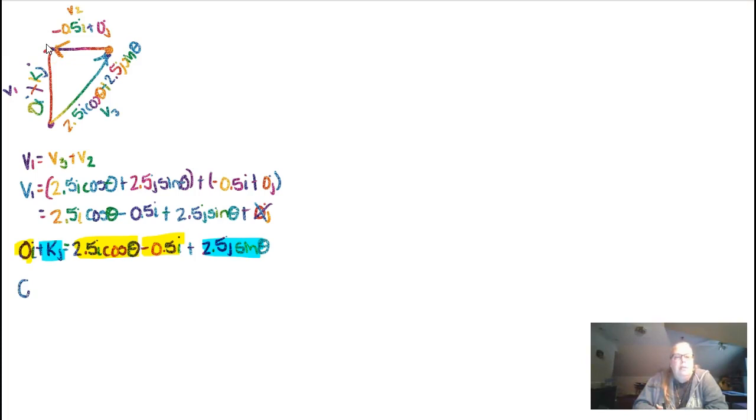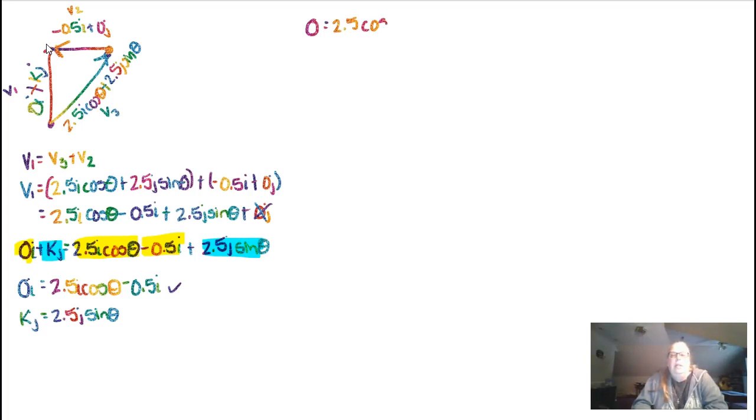We're going to have 0i equal to 2.5i cosine theta minus 0.5i. And I'm also going to have kj equal to 2.5j sine theta. So now I have a system of equations here. All right, let's take a look at this first one and see if we can do anything. If we simplify this and pull the i's off, we'll have 0 equal to 2.5 cosine theta minus 0.5.